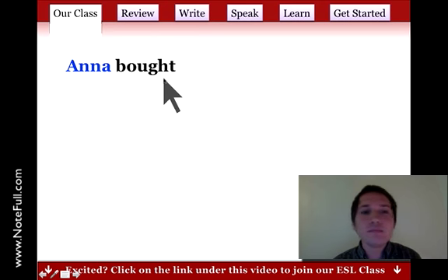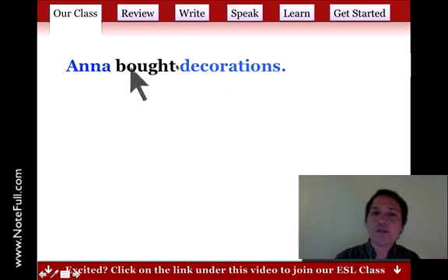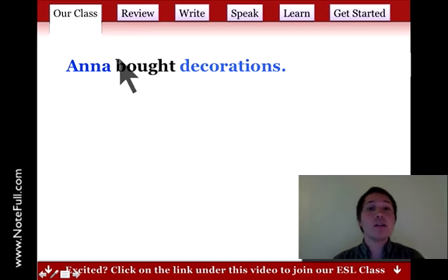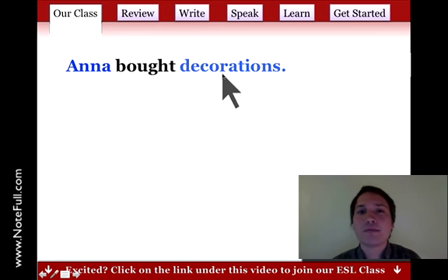But the sentence is not complete, right? Anna bought what? We need more information, so we say Anna bought decorations. We added an extra noun. And now we have two nouns. We have this one and this one. What do we call them? We call this one a subject because a subject does the action. And we call this one an object because the object comes after the action.